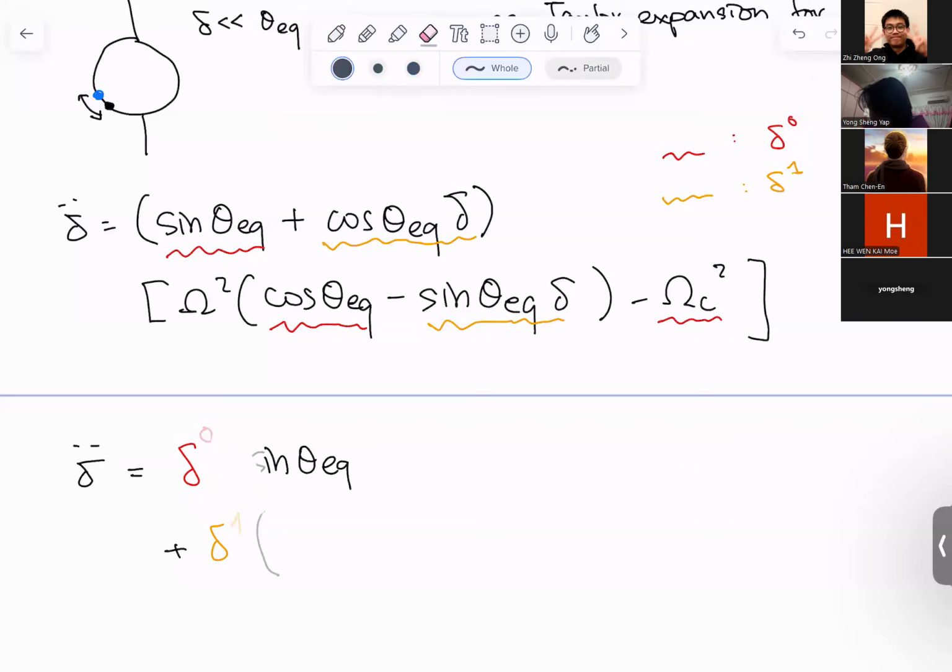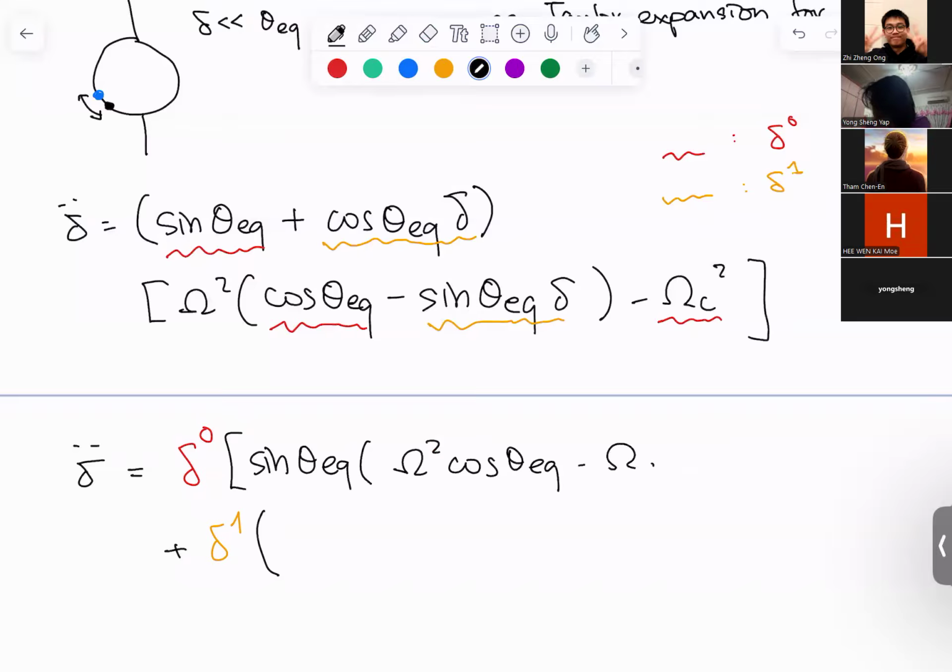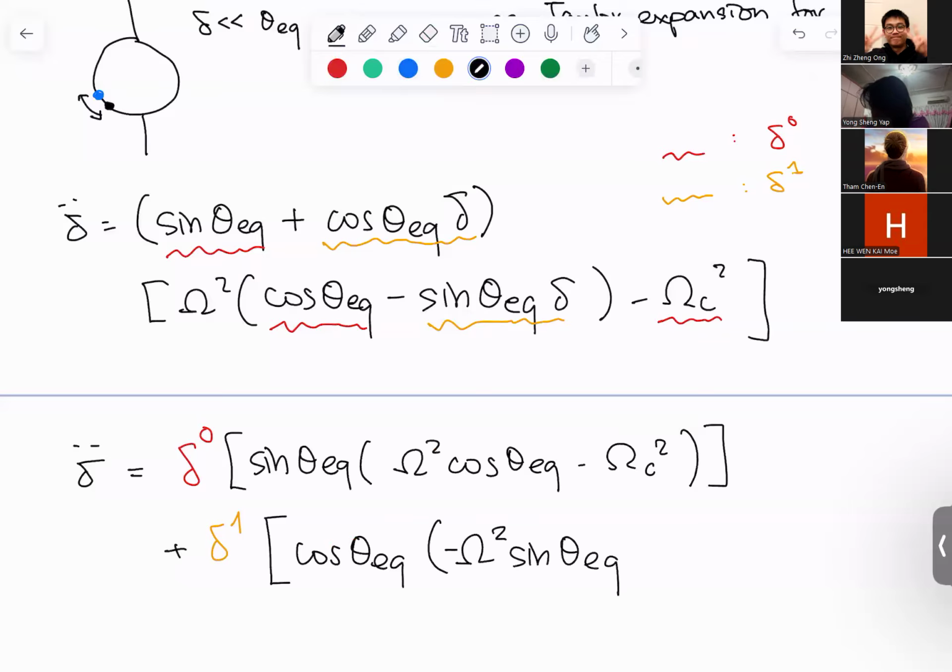Maybe I'll change this to a square bracket. Okay, so we have sine theta EQ times omega squared cosine theta EQ minus omega c squared. And then for delta 1, we have cosine theta EQ times omega squared minus omega squared sine theta EQ minus omega c squared. That's correct.